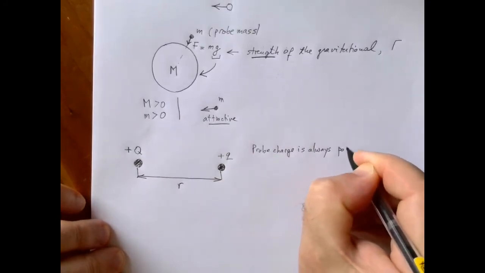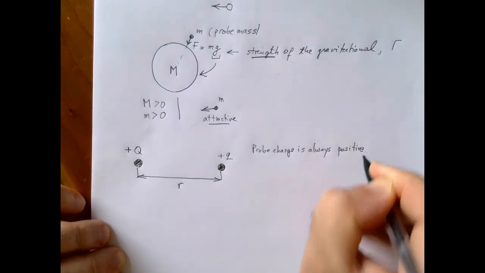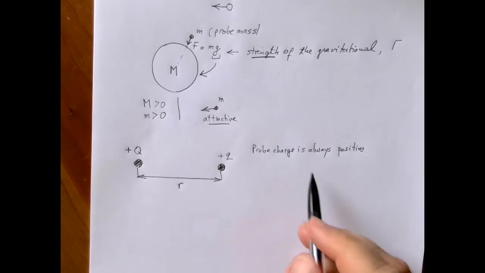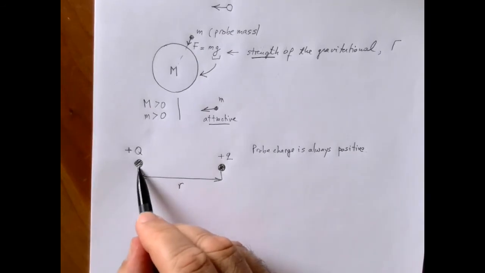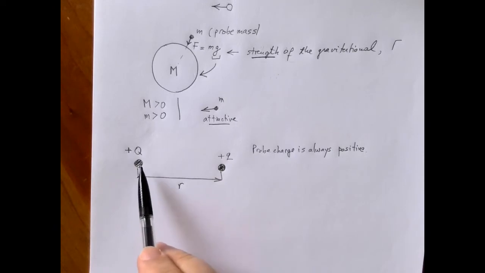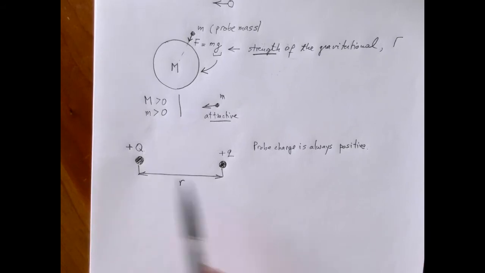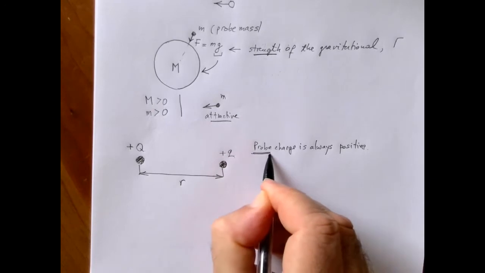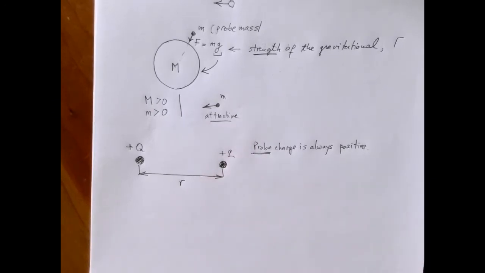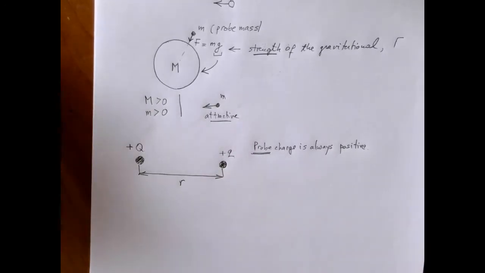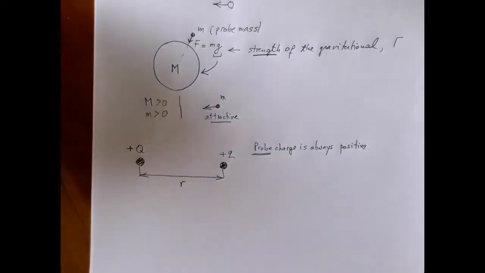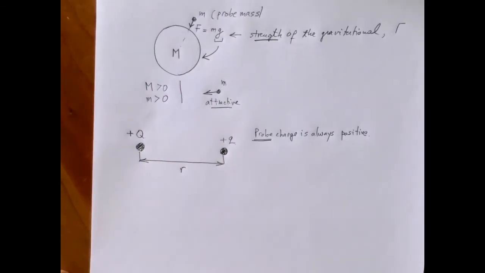If you are thinking that I am narrowing down the scope of this discussion, remember that I'm trying to discuss and understand the properties of the field produced by uppercase Q, not by lowercase q. So this is just a probe charge. A probe is exactly what the name suggests. It's something that I'm using for probing something else. So I'm okay to always consider this to be a positive charge.